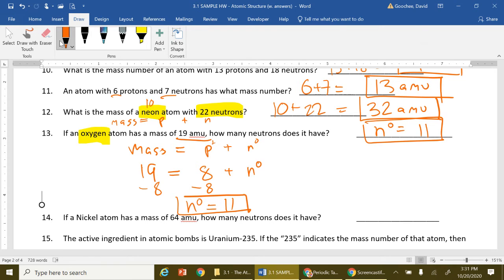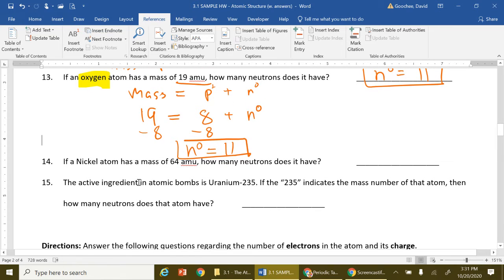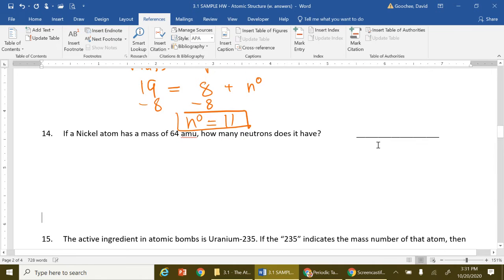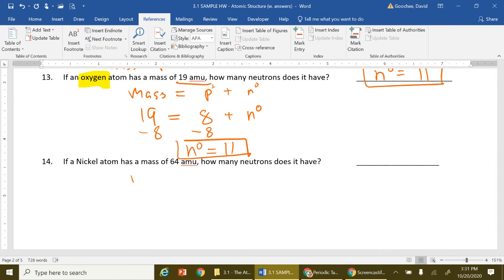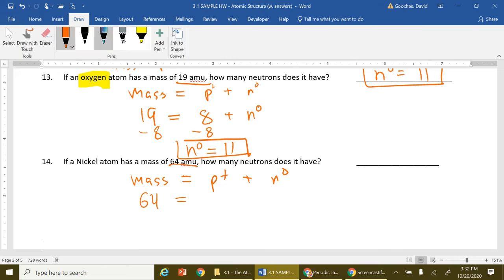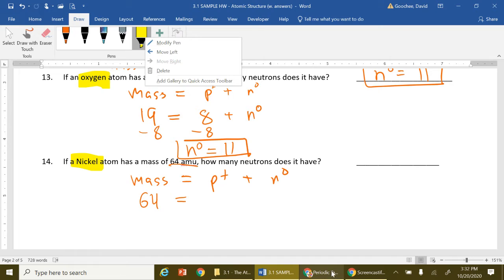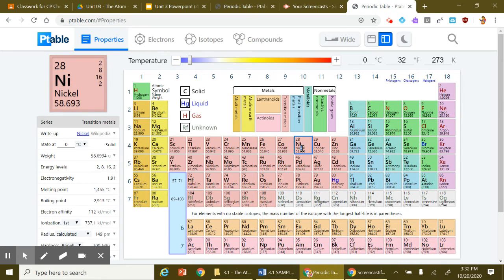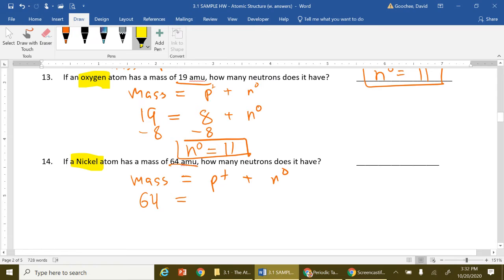Great. If a nickel atom has a mass of 64 AMU, how many neutrons does it have? Same deal. The mass number equals the protons plus the neutrons. The mass we know is 64. And we don't know the protons, but we know it's nickel. So we're going to go to the periodic table and look. Nickel is element 28.